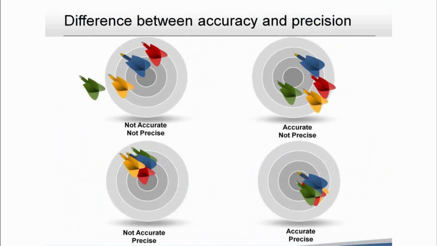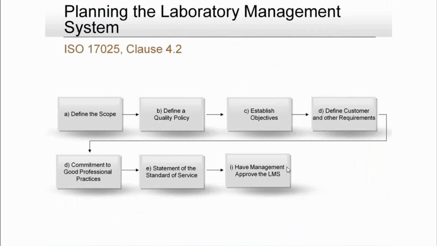So if you look at all the diagrams, for instance, the one that is not accurate but precise, they all seem to fall within the same circle, but it doesn't make it accurate. So this is just a brief explanation of the difference between accuracy and precision in the laboratory.